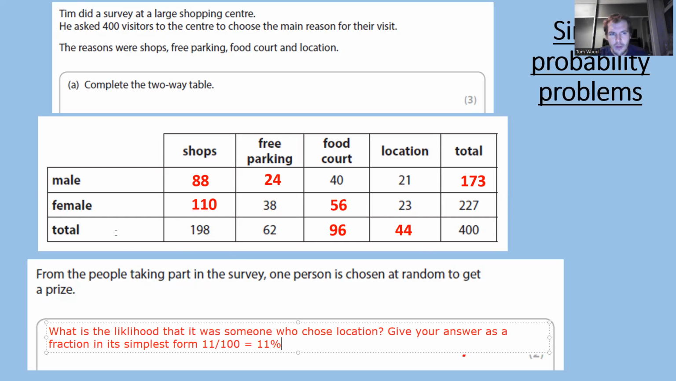What is the chance that they chose location? Well, it doesn't matter if they're male or female. The prize went to someone who chose location, and there was 44 of them. Obviously, you wouldn't be asked to use this information because you had to fill in the table, but we're just practicing the skill here.